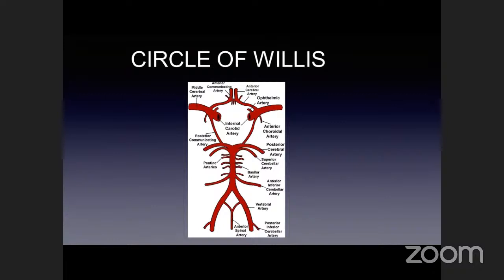You have to understand that they may have an absent anterior communicating, they may have an absent posterior communicating, or one side of the P1 may be hypoplastic. 80 to 90% of the patients do not have a complete circle of Willis. Only in 10 to 20% of the patients do we see a complete circle of Willis.